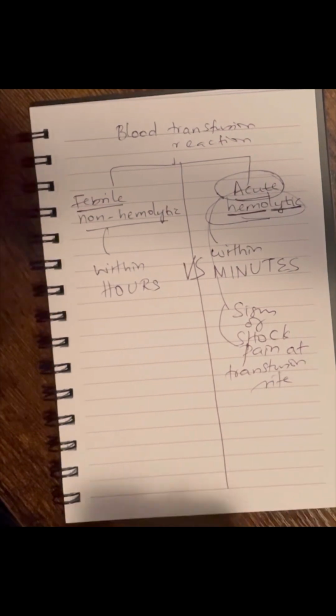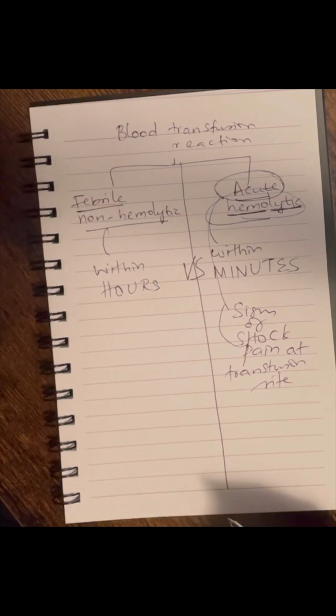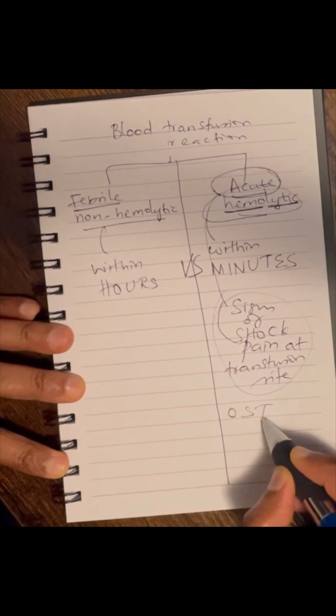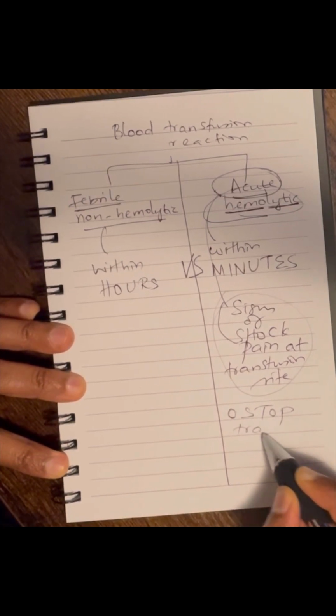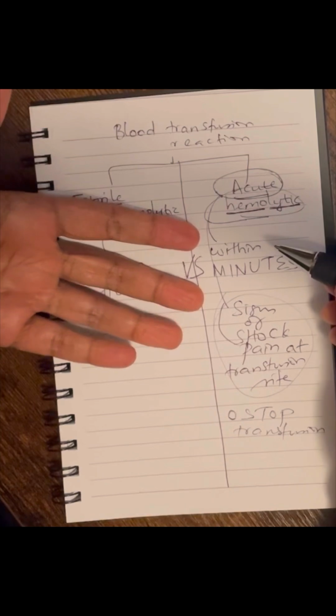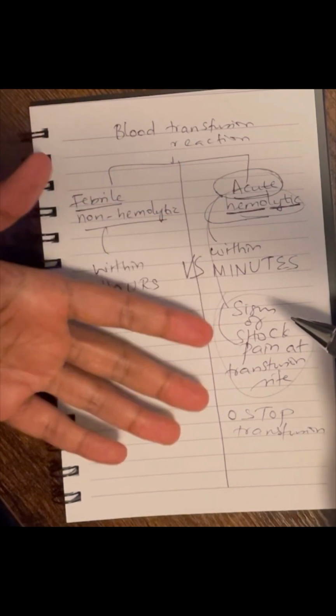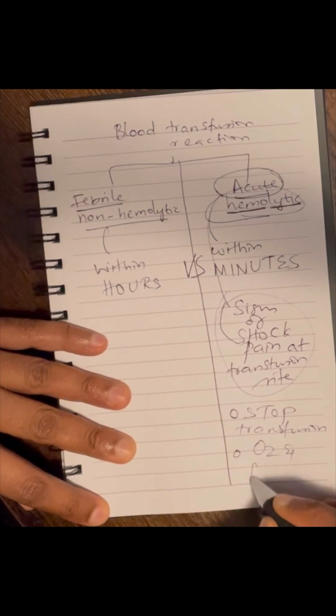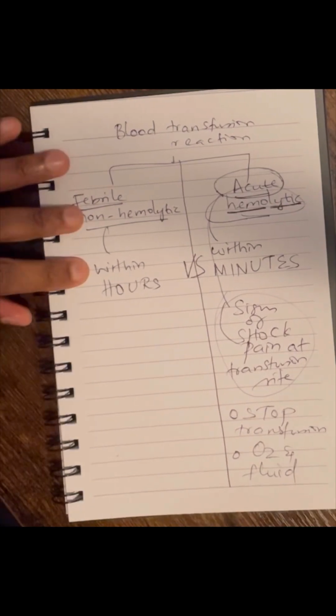So if you're standing there transfusing blood and you see these things happening, your immediate reaction will be to stop the transfusion, right? So that's the main step of the management. Don't transfuse anymore because the blood is not compatible. So there's no point in continuing the transfusion. And then you can also give oxygen and fluid support.